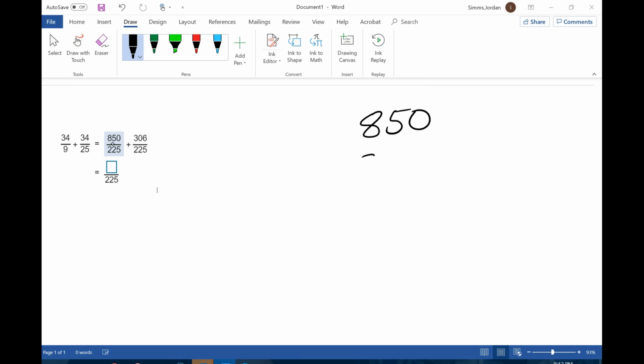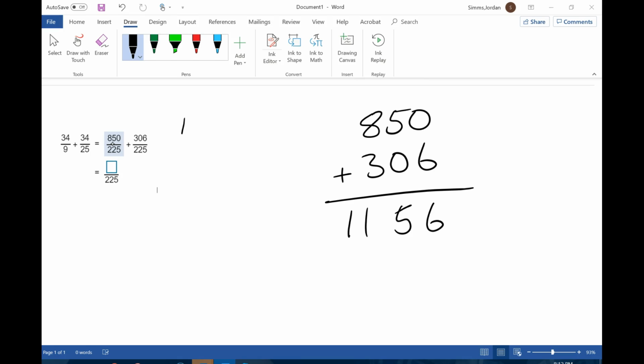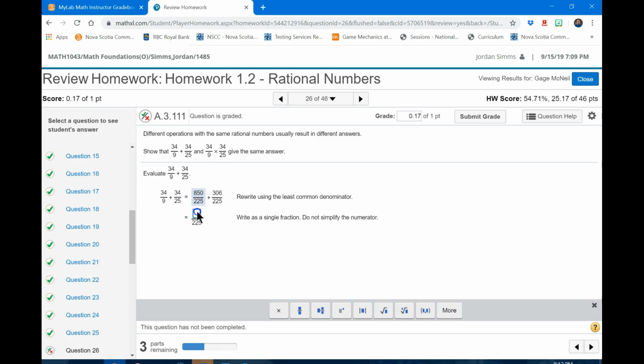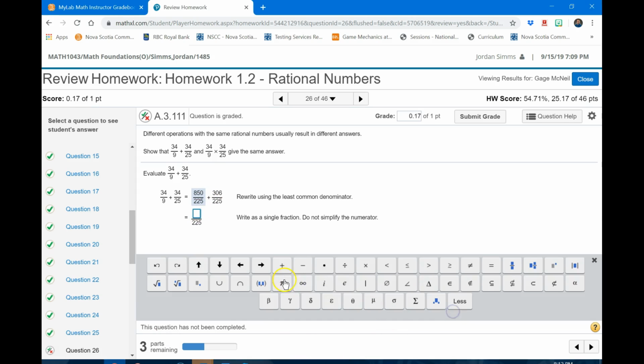850 plus 306. Remember the challenge, no calculators. Okay, so 1156. So this works out to 1156 over 225. So you can go ahead and try to blast that in. Like if we're working over here, we could just type in, I'll get some numbers happening here if I can.